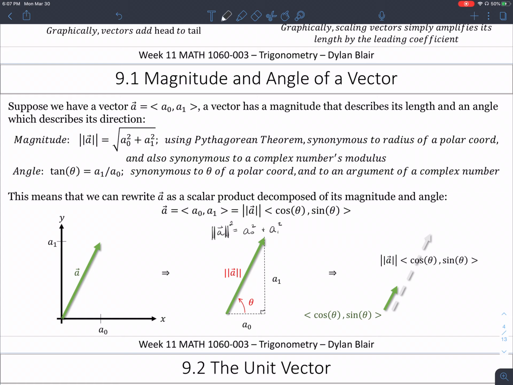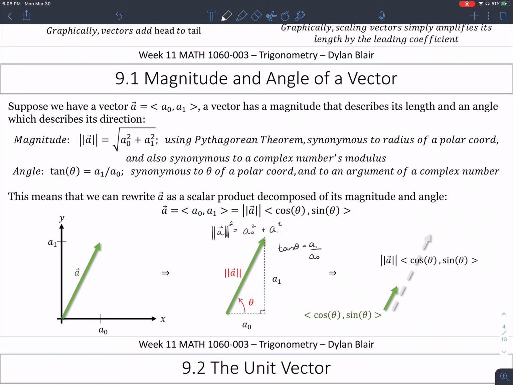Okay, now similarly, we want to relate everything that we know to the angle. So what we know is our horizontal component and our vertical component. In order to relate those two to this angle, we can say that tangent of theta is equal to A1 over A naught, right? Which is opposite over adjacent, so SOH CAH TOA. Okay, now this is just synonymous to finding the angle of a polar coordinate or finding an argument of a complex number. So it's the same thing that we've been doing for a little while now. It's just more practice essentially with a different context.